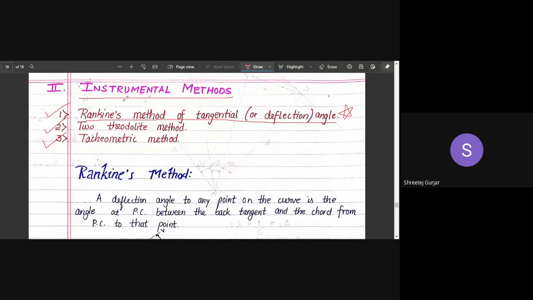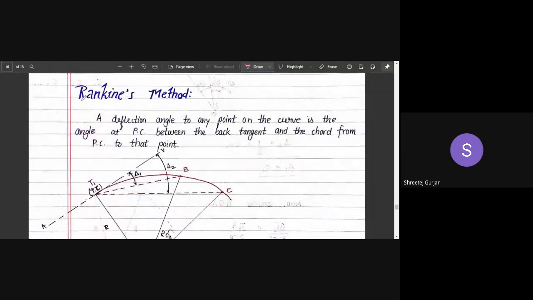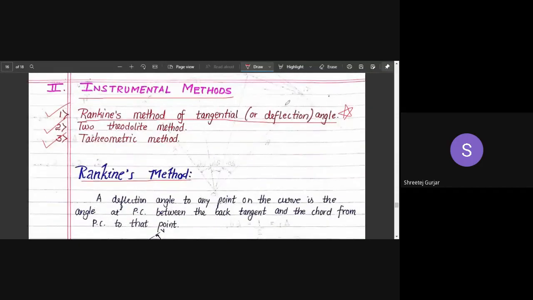Coming to Rankine's method, we use deflection angles. You can see we have written it here. It deals with the deflection angle. Now, what is a deflection angle?